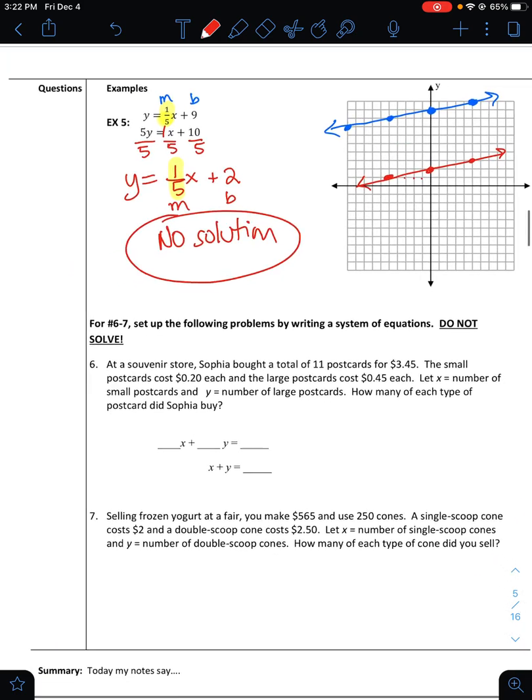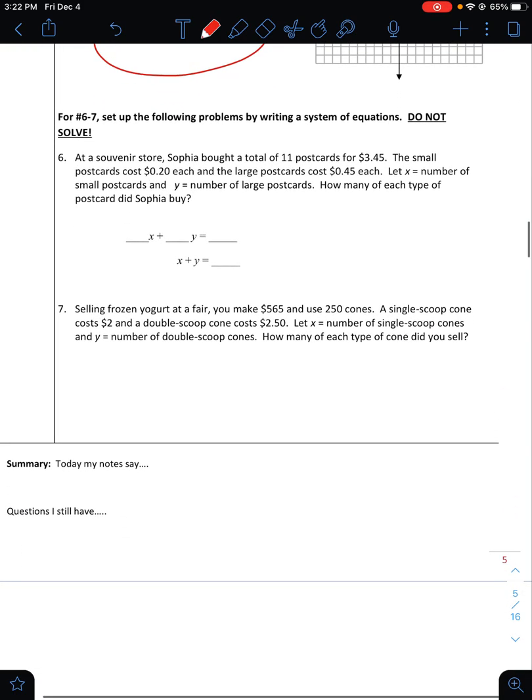Okay. All right, we are going to work on word problems every section, but what we're going to do today is just figure out how to write the word problem. We're not going to solve it.